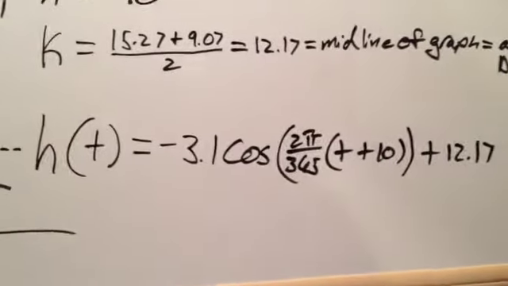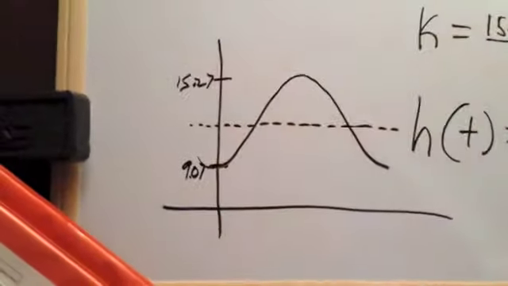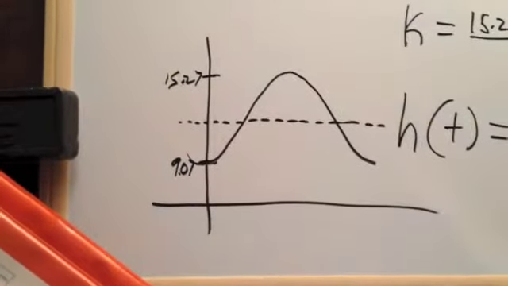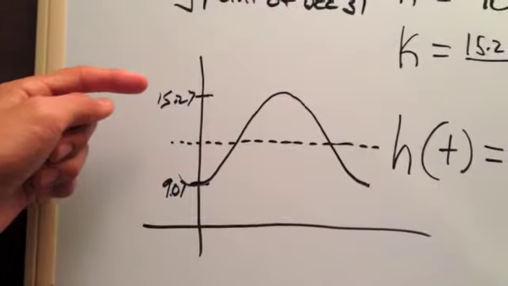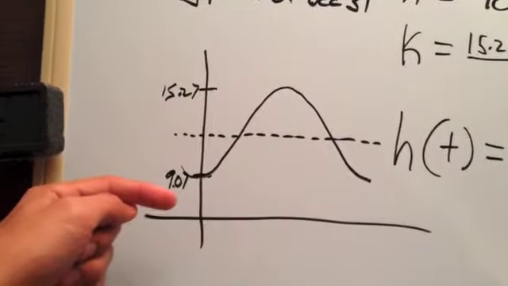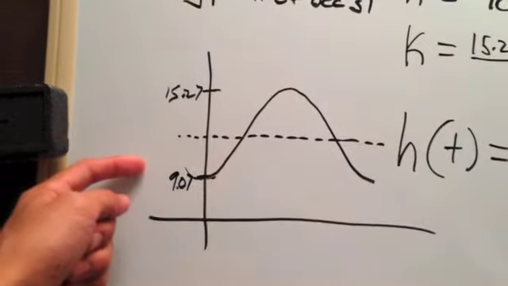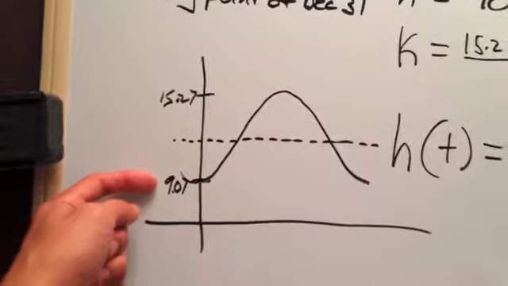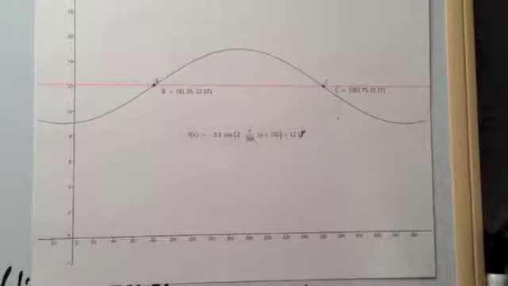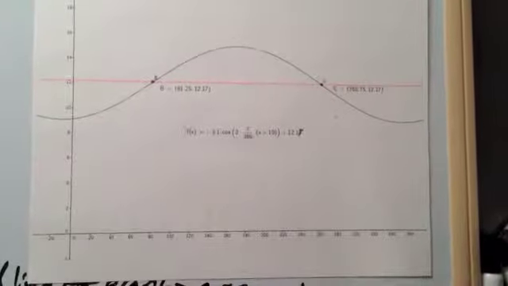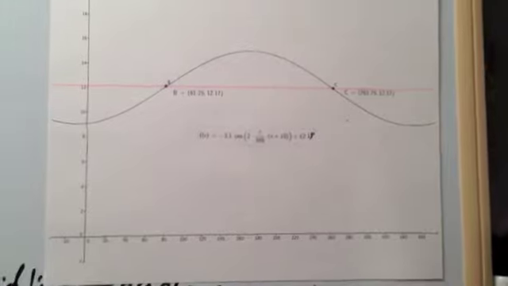We have a negative cosine graph because cosine always starts at the maximum, and we are starting very close to the minimum. So when it becomes negative, it flips down to under the midline. So it starts near 9.07, which is our minimum instead of the maximum. We have the graph of -3.1 cosine 2 pi over 365 times t plus 10 plus 12.17.